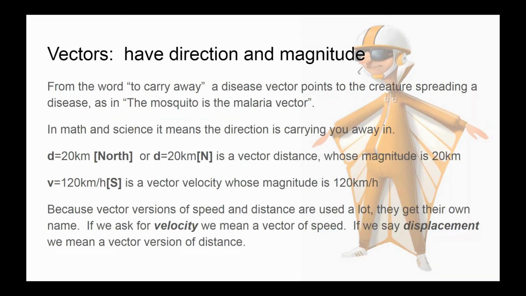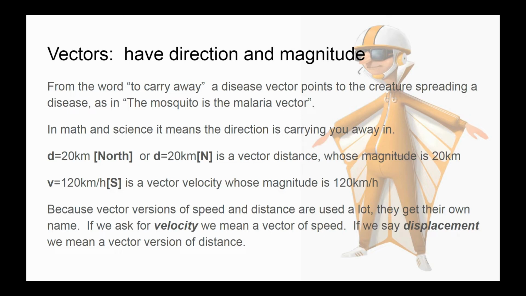Vectors have direction and magnitude. From the word carry away, a disease vector points to the creature spreading a disease, as in the mosquito is the malaria vector. In math and science, it means the direction that is carrying you away. Distance equals 20 kilometers north, or d equals 20 kilometers n, is a vector distance whose magnitude is 20 kilometers. Velocity equals 120 kilometers an hour south is a vector velocity whose magnitude is 120 kilometers an hour.